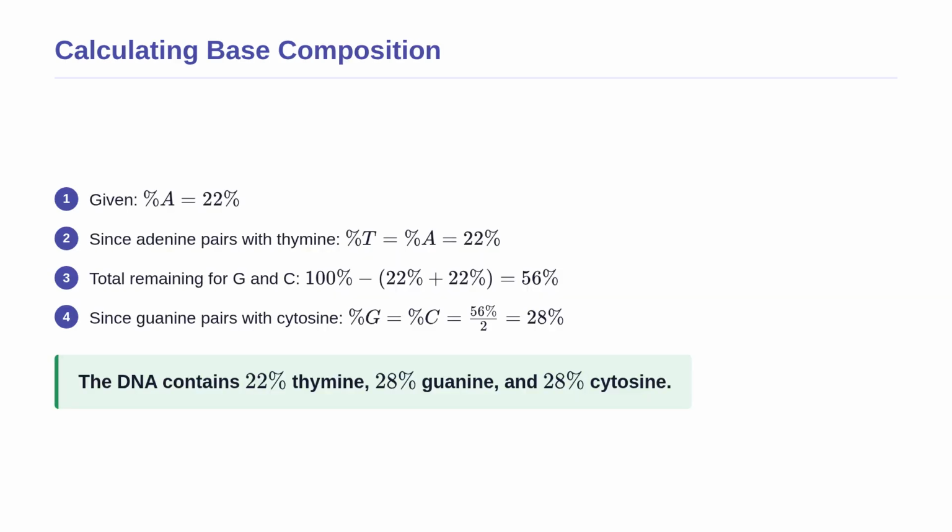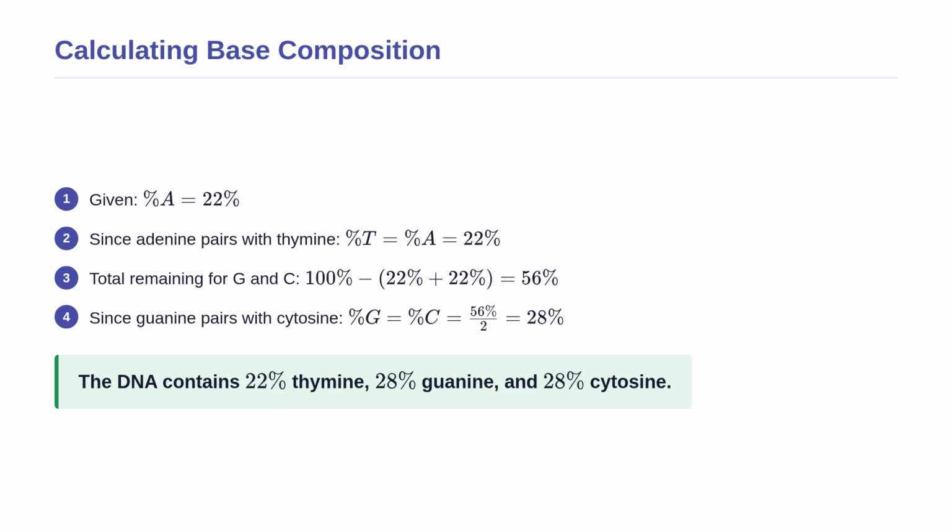Let us see this formula in action with a concrete example. Imagine a scientist isolates double-stranded DNA from a newly discovered bacteria and finds that 22% of the bases are adenine. We need to calculate the exact percentages of thymine, guanine, and cytosine.